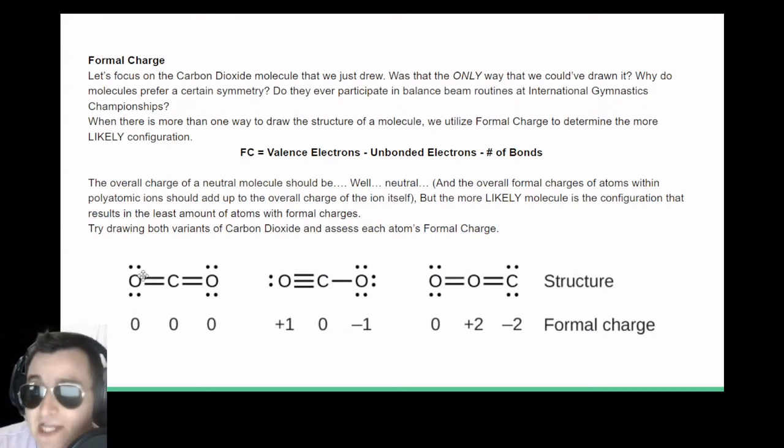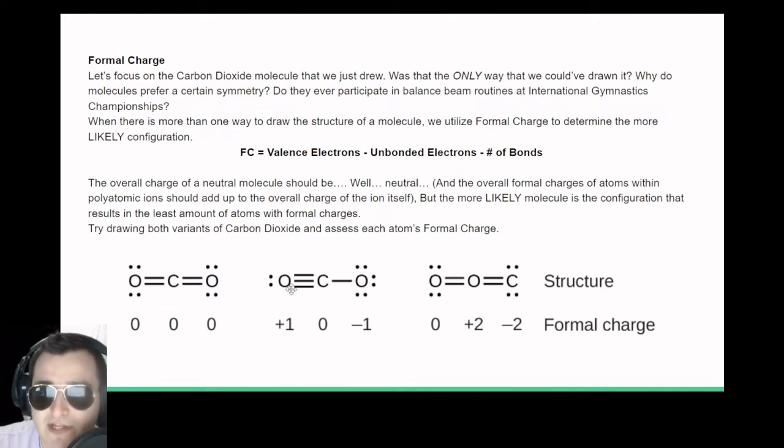And so it's 6 minus 4 minus 2, which makes it neutral. This carbon has 4 valence electrons. It has no unbonded electrons. However, it is attached to 4 bonds. 4 minus 4 is 0.